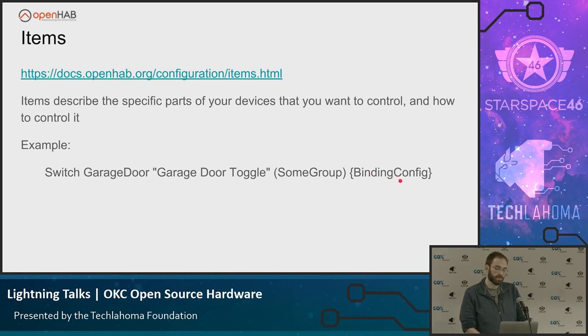What that binding configuration looks like would depend on the type of binding you're using. And if you go to the bindings page, each binding has a documentation page that will tell you how to set up your items. So for instance, for my garage door opener, it communicates over HTTP. So my binding configuration would basically look like I would tell OpenHAB to use the HTTP binding, and I would tell it when the switch goes on, hit this URL. When the switch goes off, hit this other URL. And so that's how OpenHAB would know what to control and how to control it.